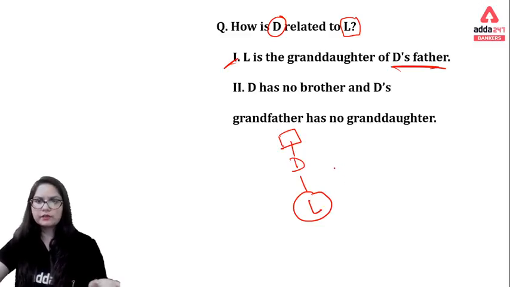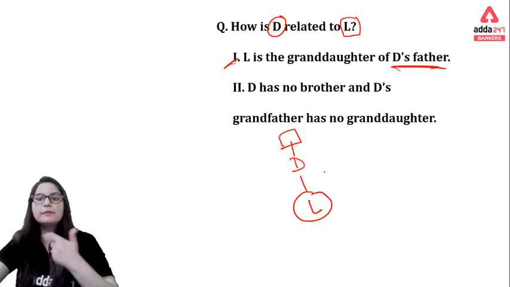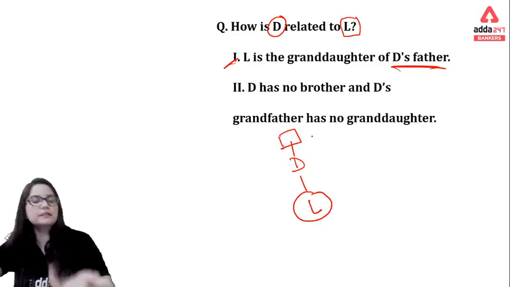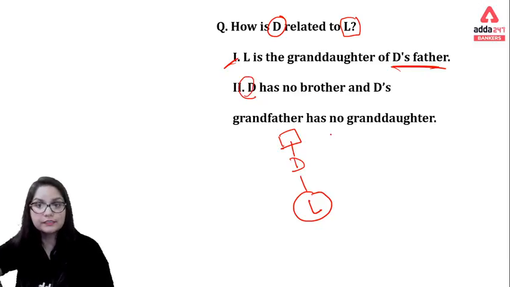We are not able to identify the gender of D, so how can we say how D is related to L? Maybe a father, maybe a mother, or maybe an uncle, maybe an aunt also. So coming to the next statement: D has one brother and D's grandfather has no granddaughter.